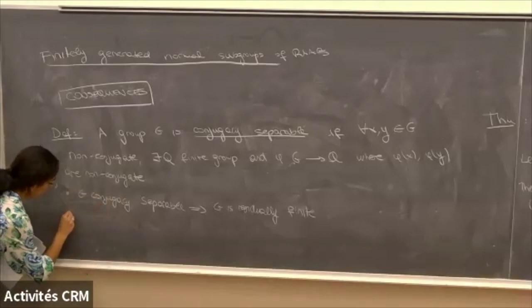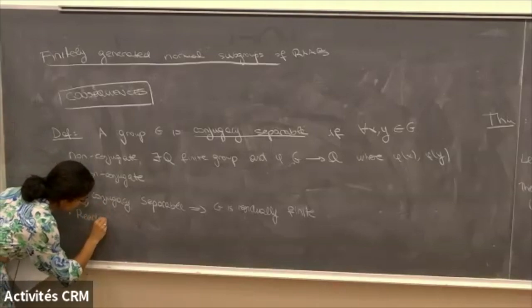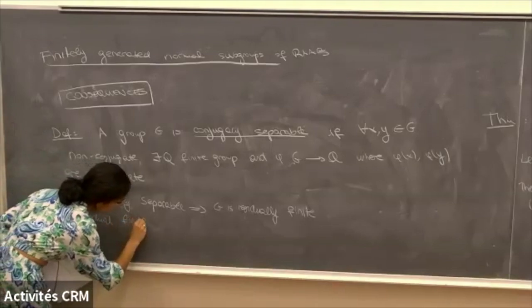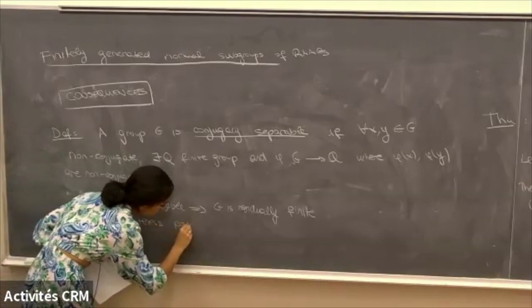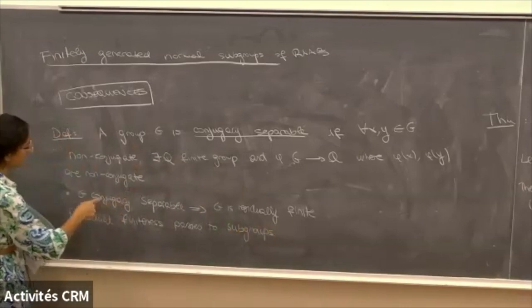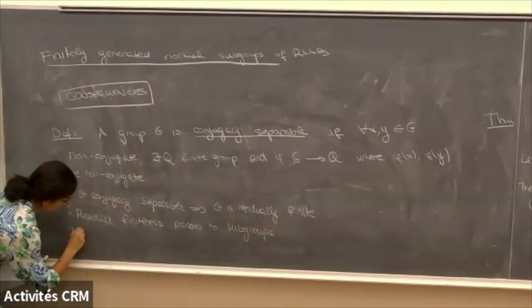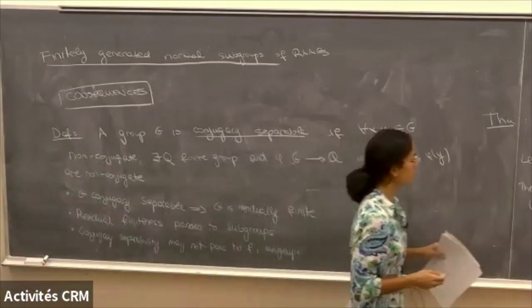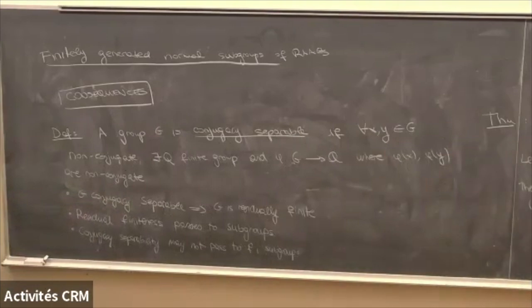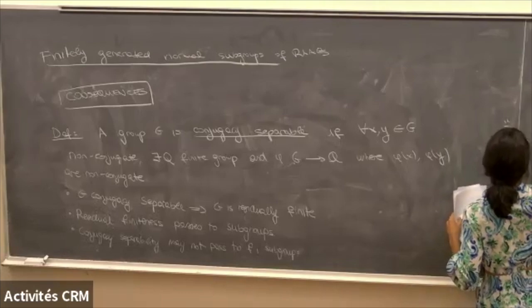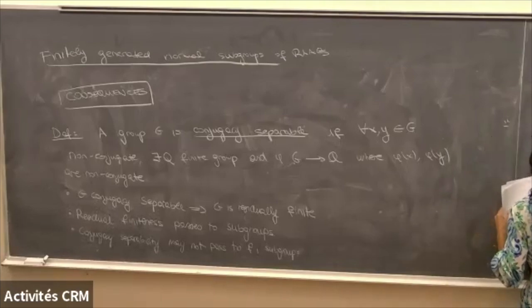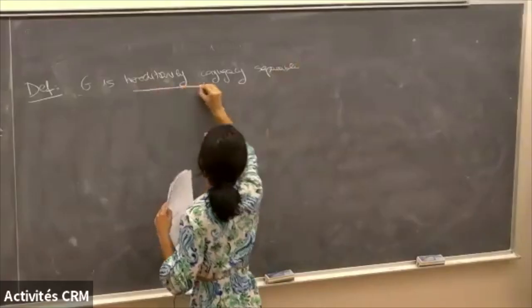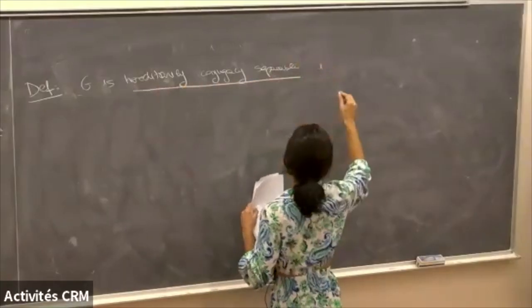So residual finiteness passes to subgroups, but being conjugacy separable may not pass to finite index subgroups. That's why we define a group to be hereditarily conjugacy separable if the property of being conjugacy separable passes to finite index subgroups. We say that G is hereditarily conjugacy separable if all the finite index subgroups of G are conjugacy separable.